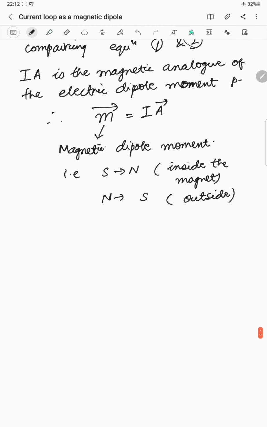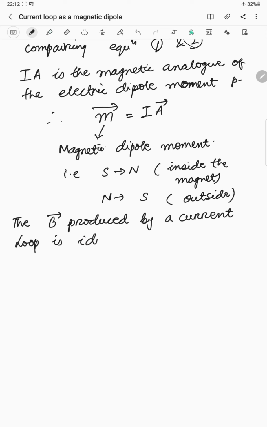So we can say here that the magnetic field produced by a current loop is identical with the electric field produced by an electric dipole.